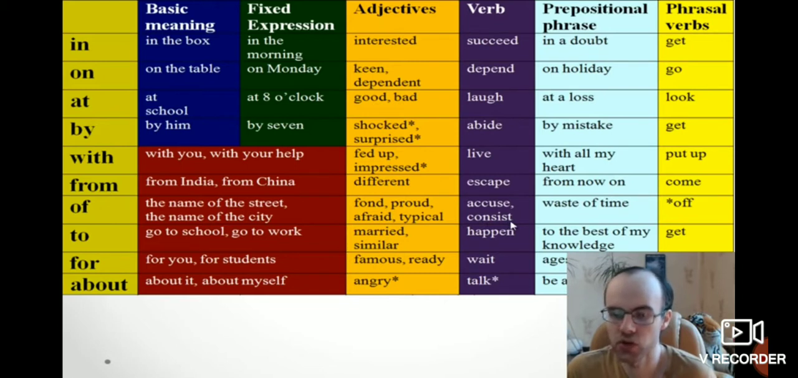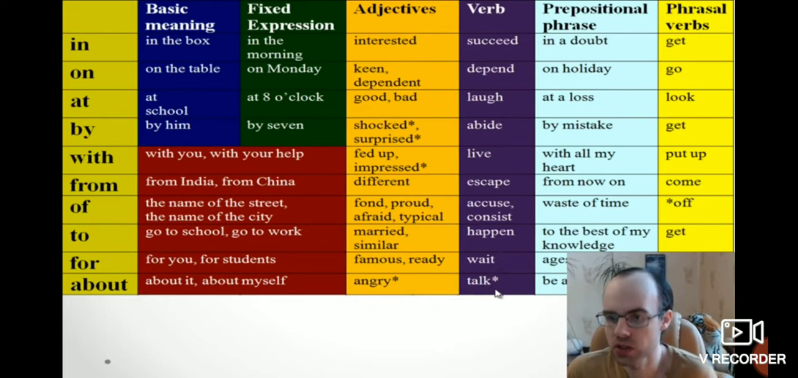Consist of. So you see that this presentation consists of several slides. There are several slides in this presentation. Happen to. It happened to me, not with. I just don't know why, but students often say happen with. No, never, never, never. So happen to. It happened to me. Wait for. So I'm waiting for you. Don't forget, wait for. And talk about.